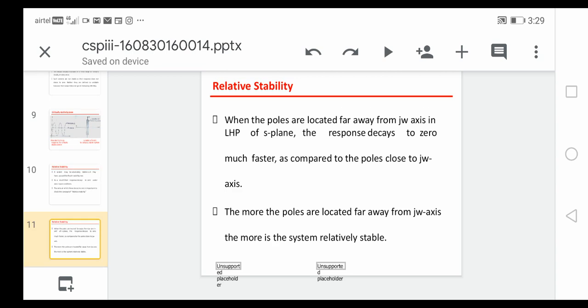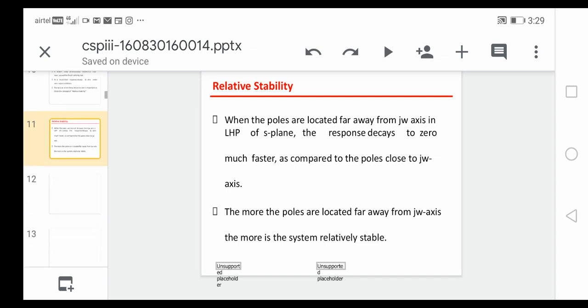Relative stability means when the poles are located far away from the j omega axis of S plane, the response decays to zero much faster as compared to the poles close to the j omega axis. The more the poles are located far away from the j omega axis, the more is the system's relative stability. That means if the poles are away from the imaginary axis in the left half of S plane, then the system is more stable.